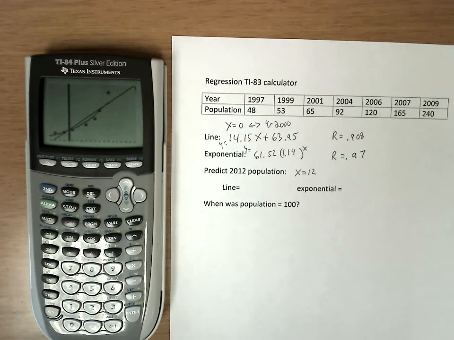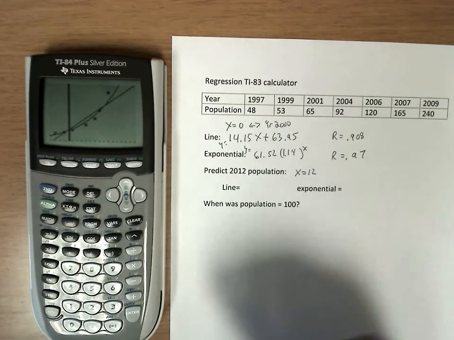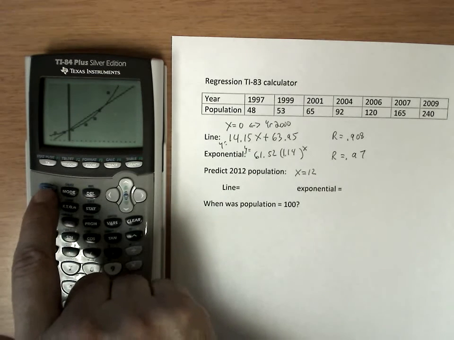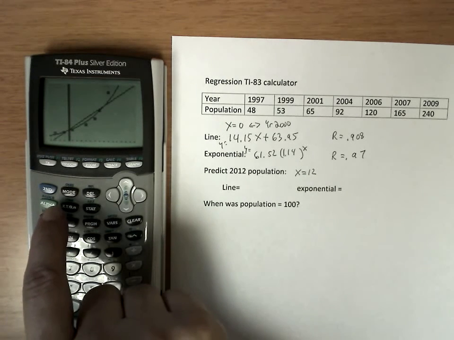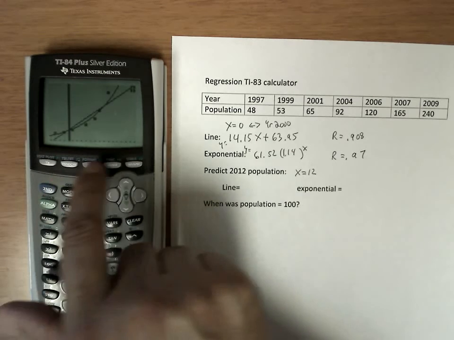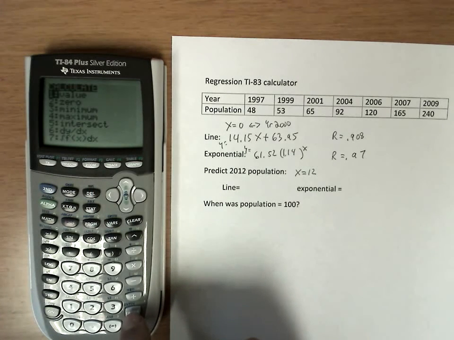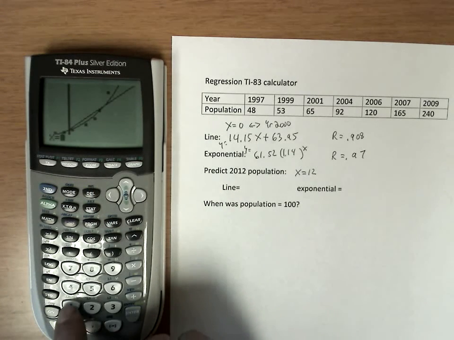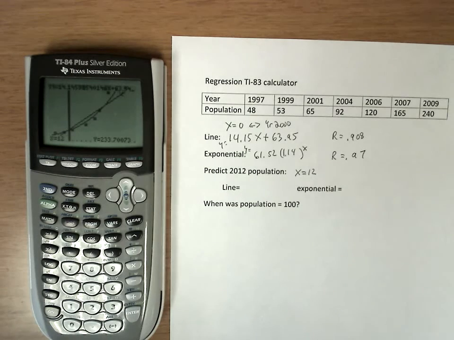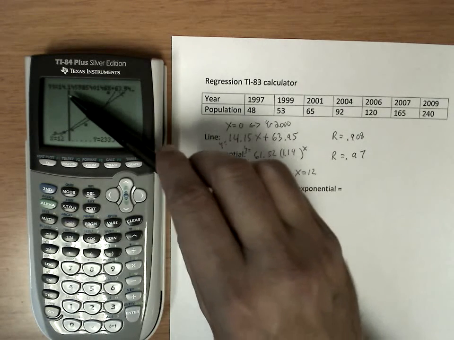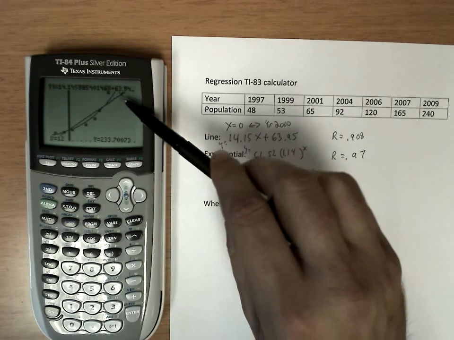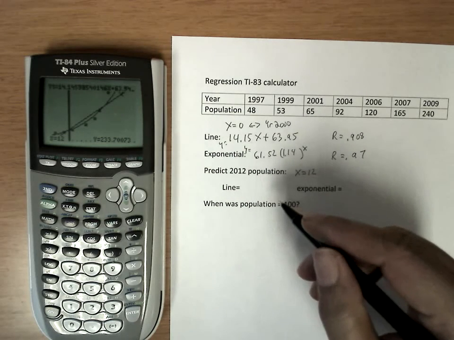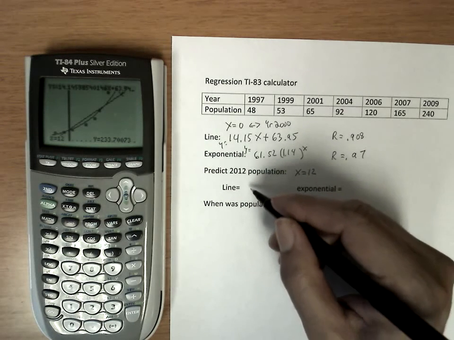Predictions off of the data are called extrapolation, and they're not necessarily the most accurate thing one can do in life. But this question asked for it, so we're going to see what answers we get. So I'm going to do second calc, value, which allows me to plug in an x value. I'm going to plug in x equals 12. And on the line, the equation of the line is typed out here, and it's blinking on the line. It's giving me a value of 233.7.